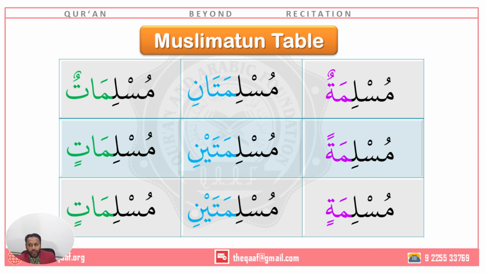So next session you come, please make sure that you have memorized this table. The other things remain the same. First column, singular. Middle column, dual. Last column, plural. First row, rafa. Second row, nasb. Third row, jar. First row, doer. Second row, object. Third row, after of, possessor. Possessive case. Jar.